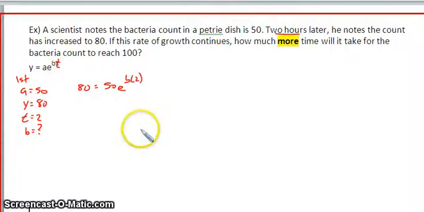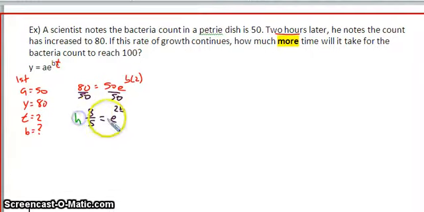Our goal here is to isolate this e, so we're going to get rid of the 50, so we'll divide by 50. So I'll get 8/5 when I do that. And then e raised to the 2b. Again, to be able to work with this, I would have to apply natural logs to both sides, and that will allow me to write my exponent as a coefficient. So the natural log of 8/5 equals 2b times the natural log of e.